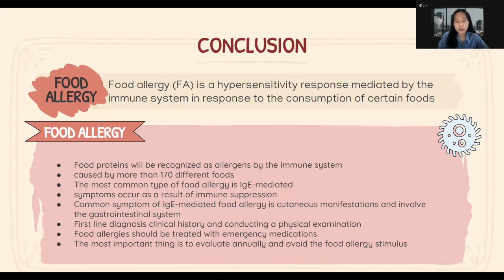To diagnose food allergy, we obtain a clinical history and conduct a physical examination. We can also use diagnostic tests such as skin prick test, serum-specific IgE, and oral food challenge. Food allergy can cause severe immune system reactions such as anaphylaxis, respiratory distress, and cardiac arrest. For the treatment, food allergies should be treated with emergency medications such as epinephrine and antihistamine. The most important thing is to evaluate annually and avoid the food allergy stimulus.